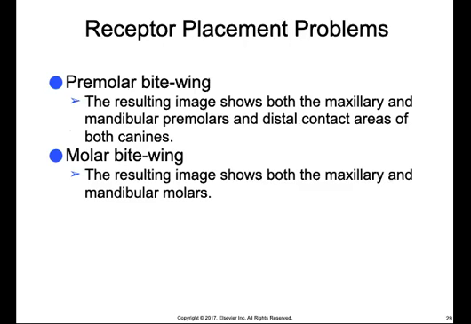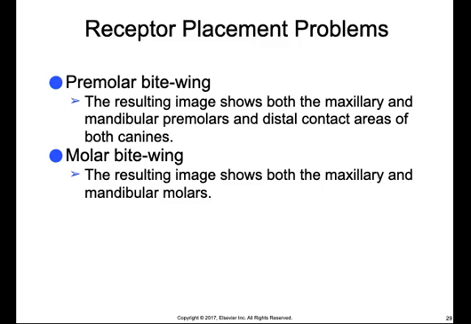So for a bite wing image to be considered diagnostic, the receptor placement must be correct. In addition to placement over the prescribed areas, the image must show an occlusal plane that is positioned horizontally and parallel to the long axis of the receptor. The premolar bite wing must be positioned such that the resulting image shows both maxillary and mandibular premolars, as well as the distal contact areas of both canines. The molar bite wing must be positioned such that the resulting image shows both maxillary and mandibular molars, and the molar bite wing must be centered over the mandibular second molar.